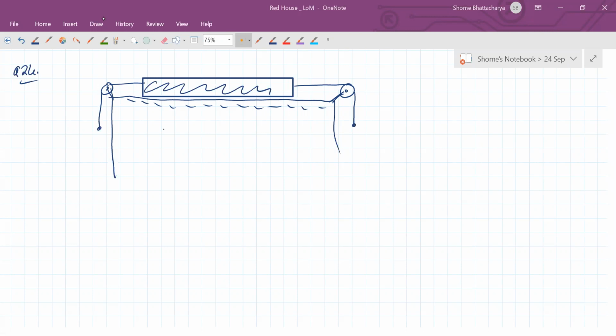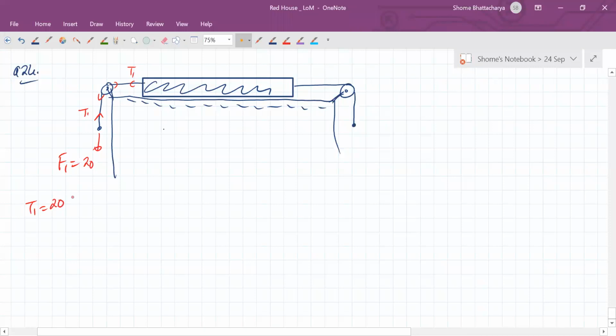Okay, so what we are doing is we are applying one external force from here of, how much is it, 20 newtons. Okay, and that is creating some tension T1 in this thread. Okay, so that T1 will become 20 newtons because it's a massless thread. So whatever force we apply, that becomes the tension. Okay, then from here we are applying the force F2, which is 22 newtons, correct? Oh, sorry, 32 newtons.